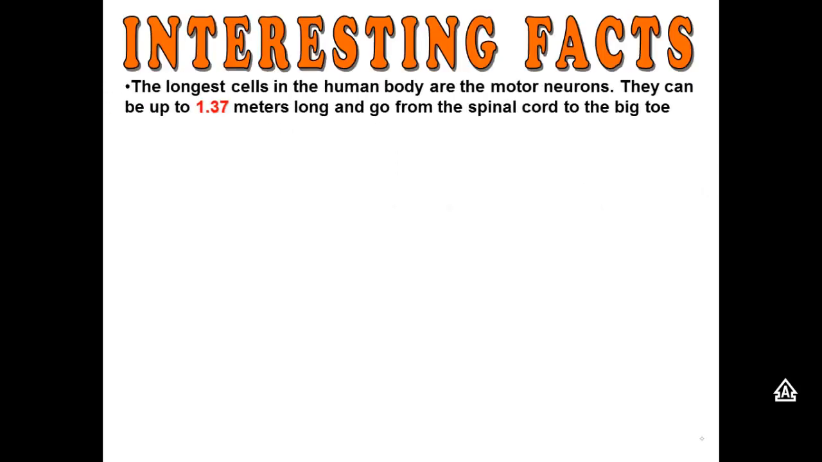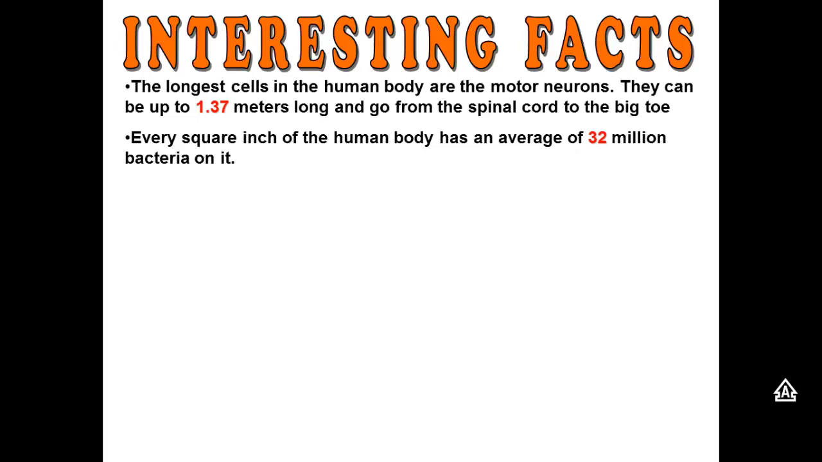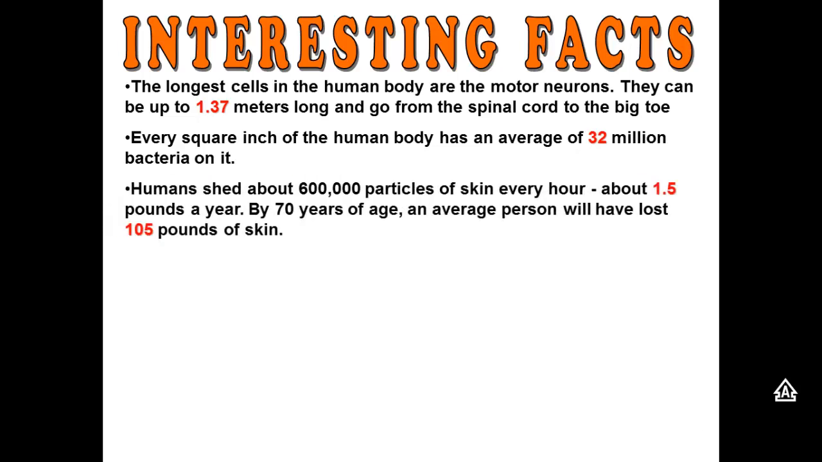A few interesting facts about cells before we get started. The biggest cells are motor neurons. They have to go all the way from your spinal cord to your toes, so they're quite long. All of your body, inside and out, is absolutely covered with bacteria, 32 million on every square inch. We are very much organisms that live with other organisms and help each other survive.